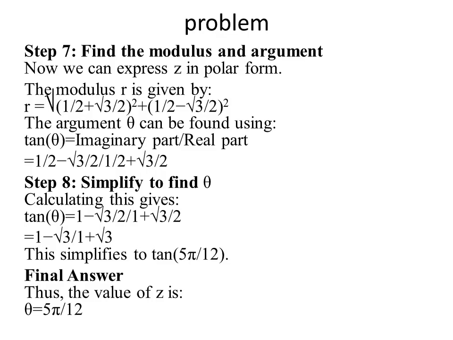In step 5 we simplify to find theta. Calculating this gives tan theta is equal to (1 minus root 3) by 2 by (1 plus root 3) by 2, that is equal to (1 minus root 3) over (1 plus root 3). This simplifies to tan 5 pi by 12. Therefore the final answer for the argument of z is theta is equal to 5 pi by 12.